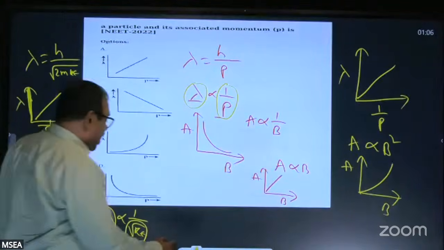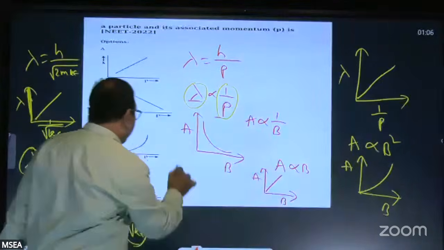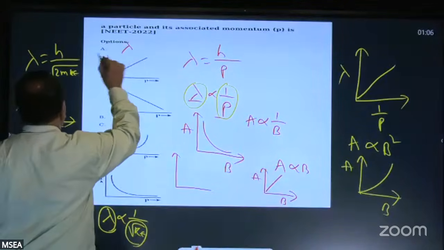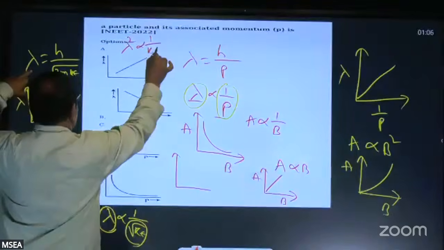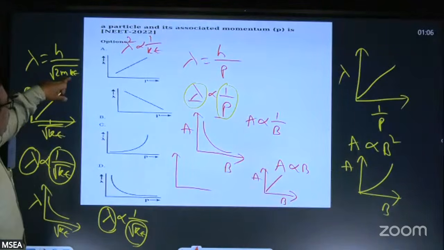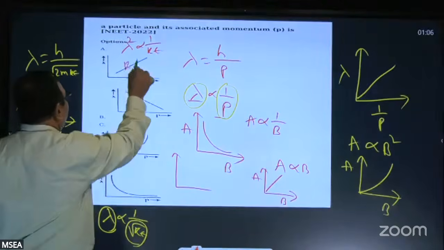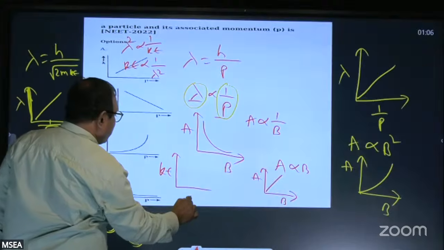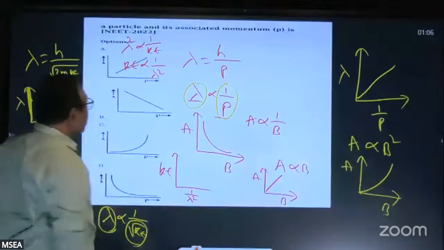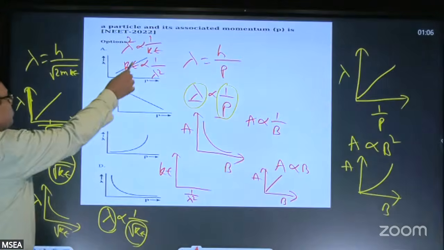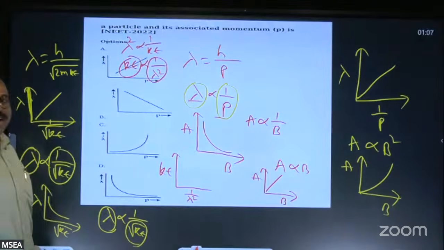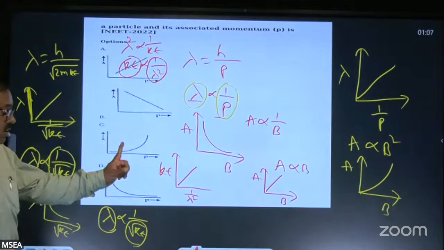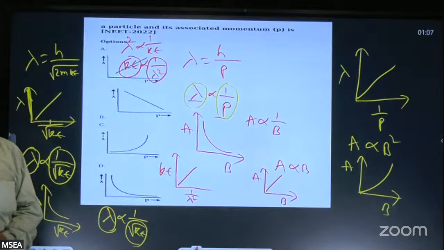And also previously they asked one question. Lambda square is proportional to 1 by KE. So KE is proportional to 1 by lambda square. If KE versus 1 by lambda square is given, what type of graph do you get? As KE and 1 by lambda square are directly proportional, the graph is a straight line passing through the origin.